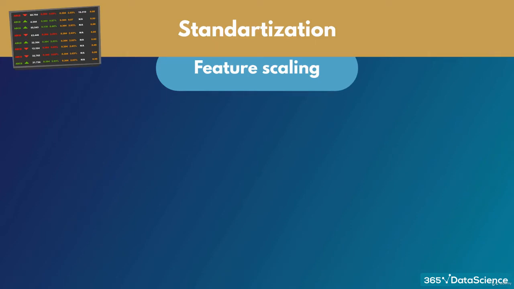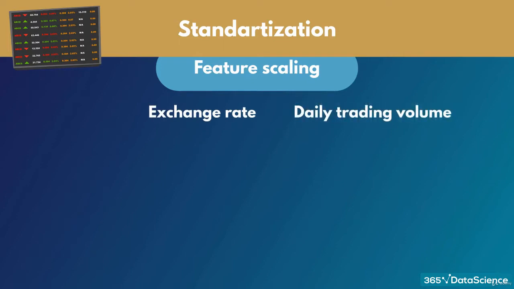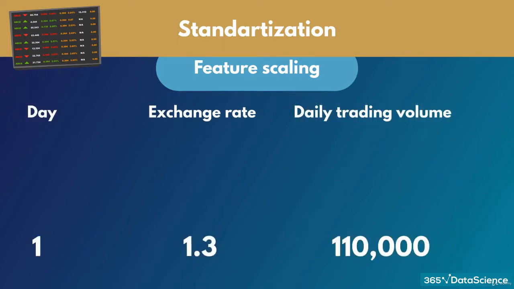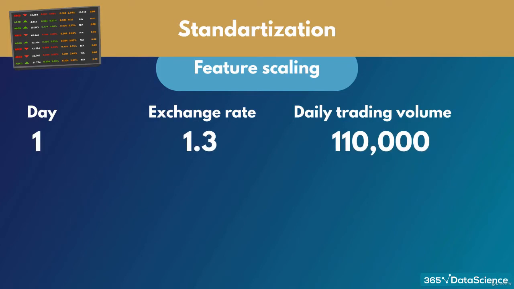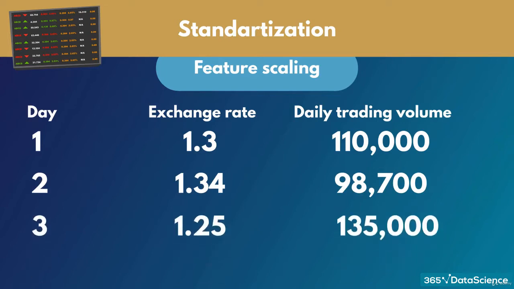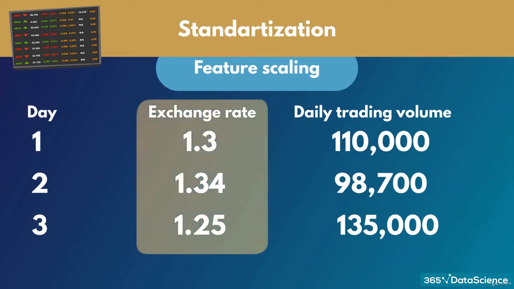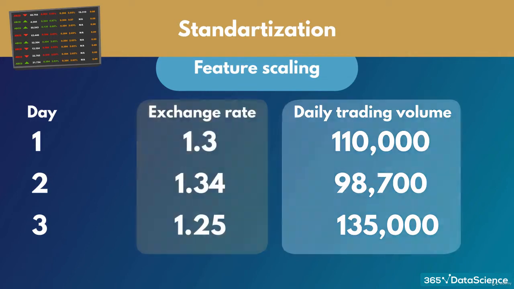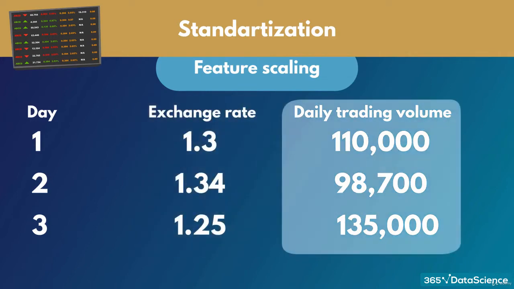Say our algorithm has two input variables, euro-dollar exchange rate and the daily trading volume. We have 3 days worth of observations. First day 1.3 and 110,000, second day 1.34 and 98,700, and the third day 1.25 and 135,000. The first value shows the euro-dollar exchange rate, while the second one shows the daily trading volume.